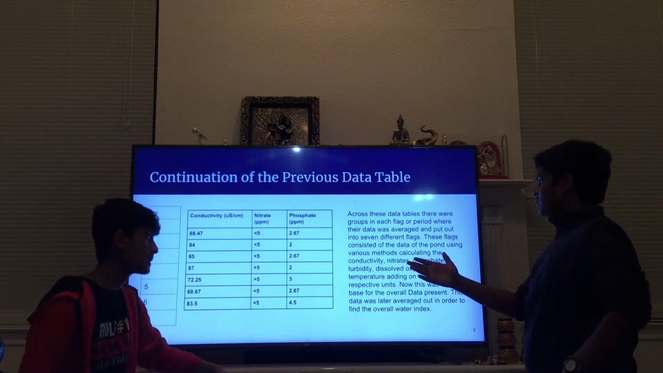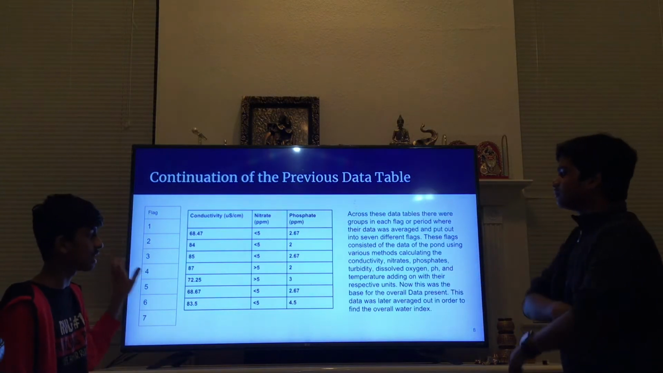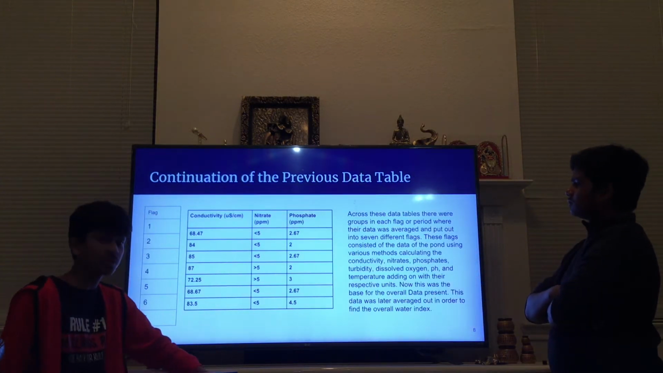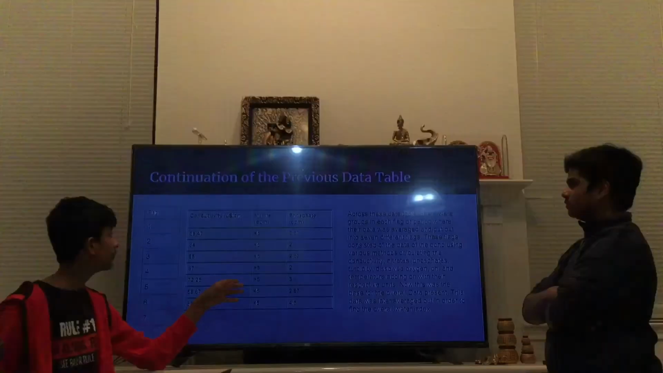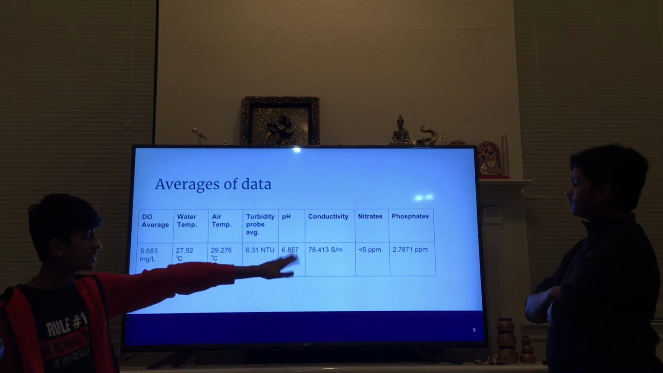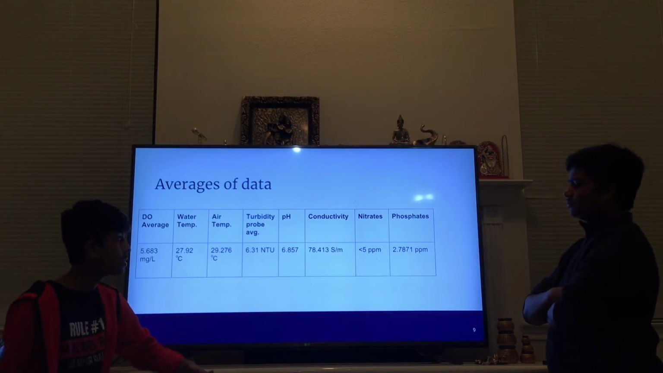These are the average data which we averaged from the previous table. So what it's saying is there are 7 different periods with their average data, and what's happening is now we're going to average this data further on in order to calculate the final water quality index. And here's the further on average data for each and every different section, as I told you before, which measures the water quality of a pond.